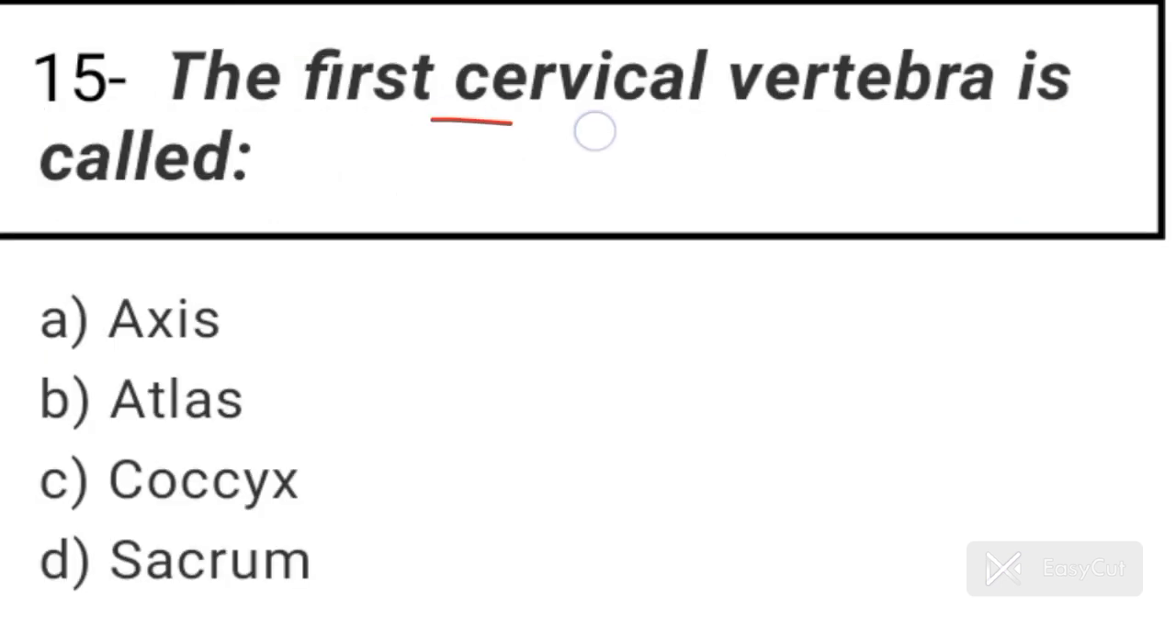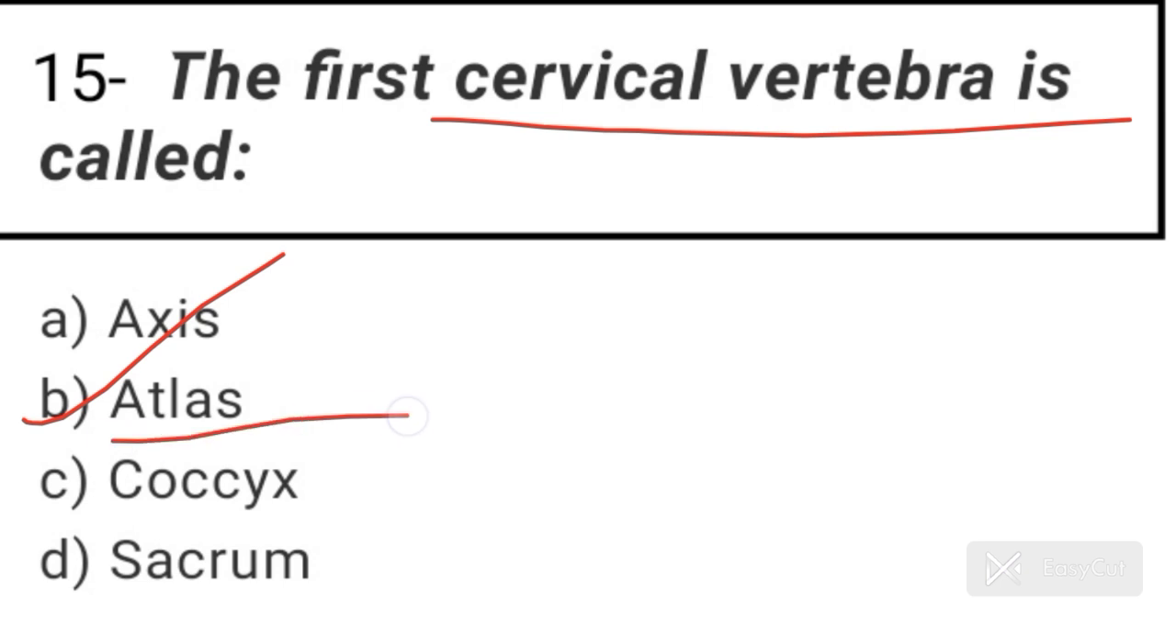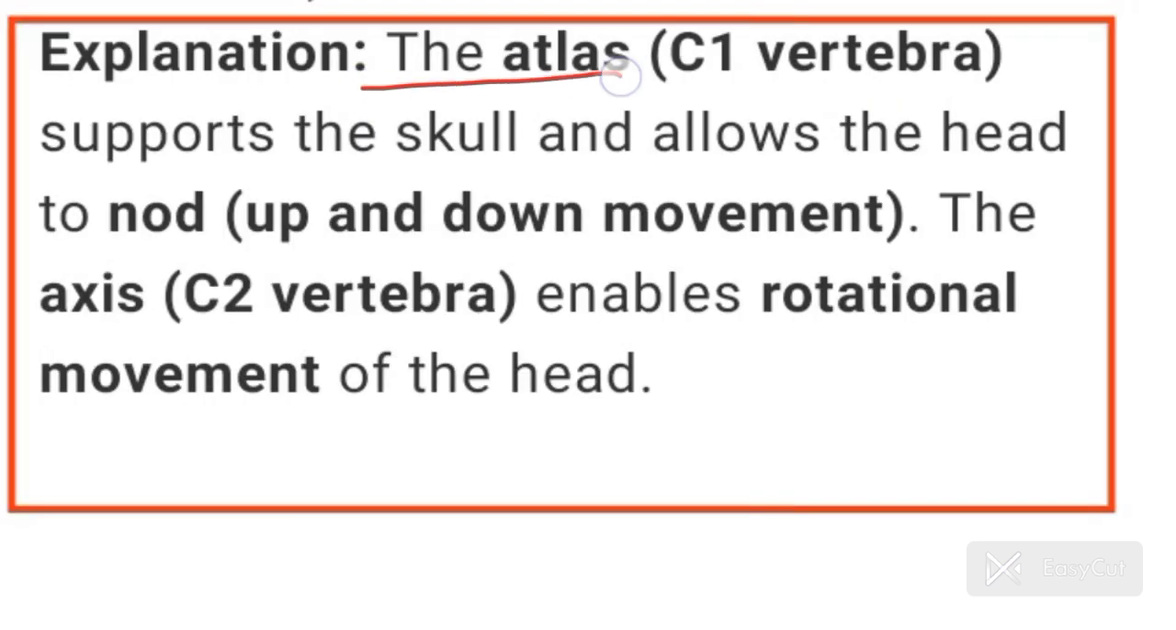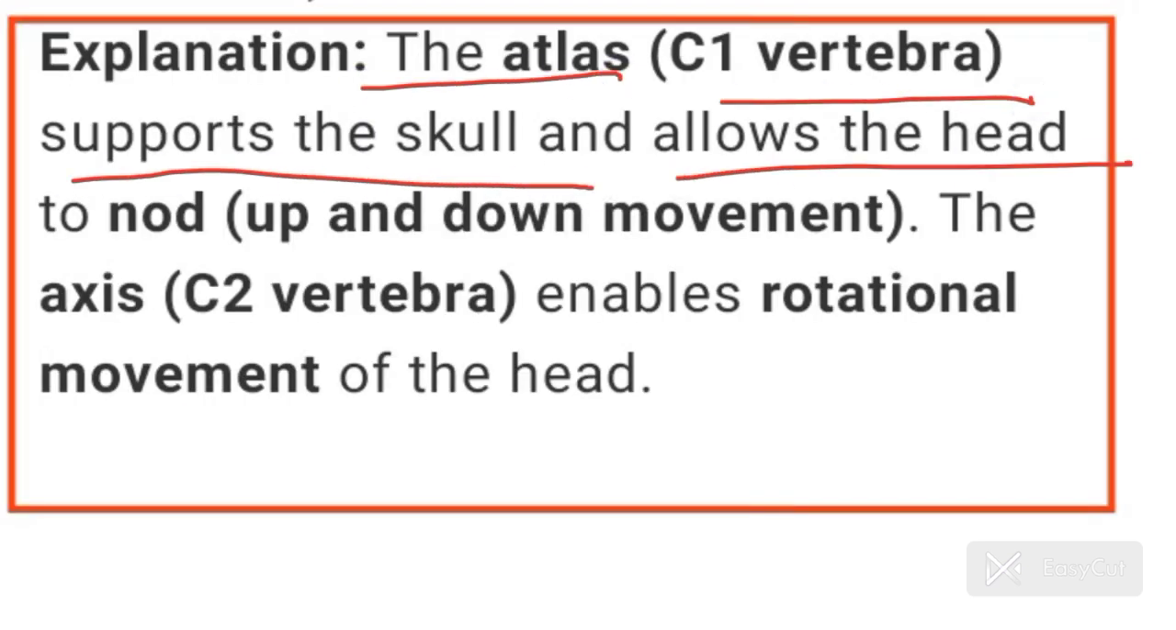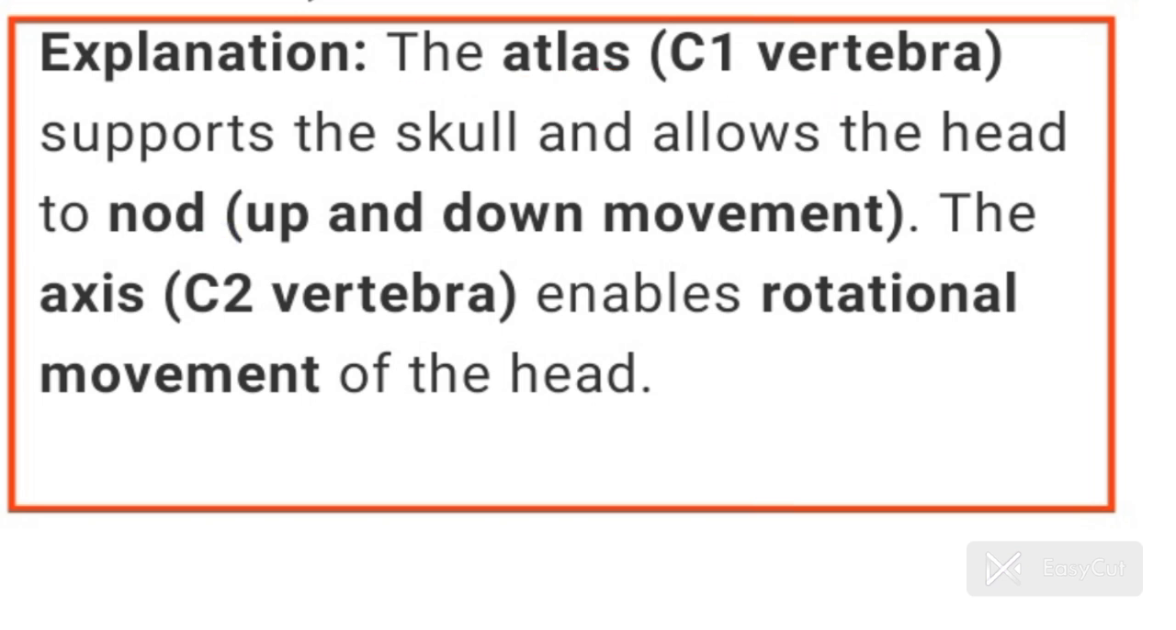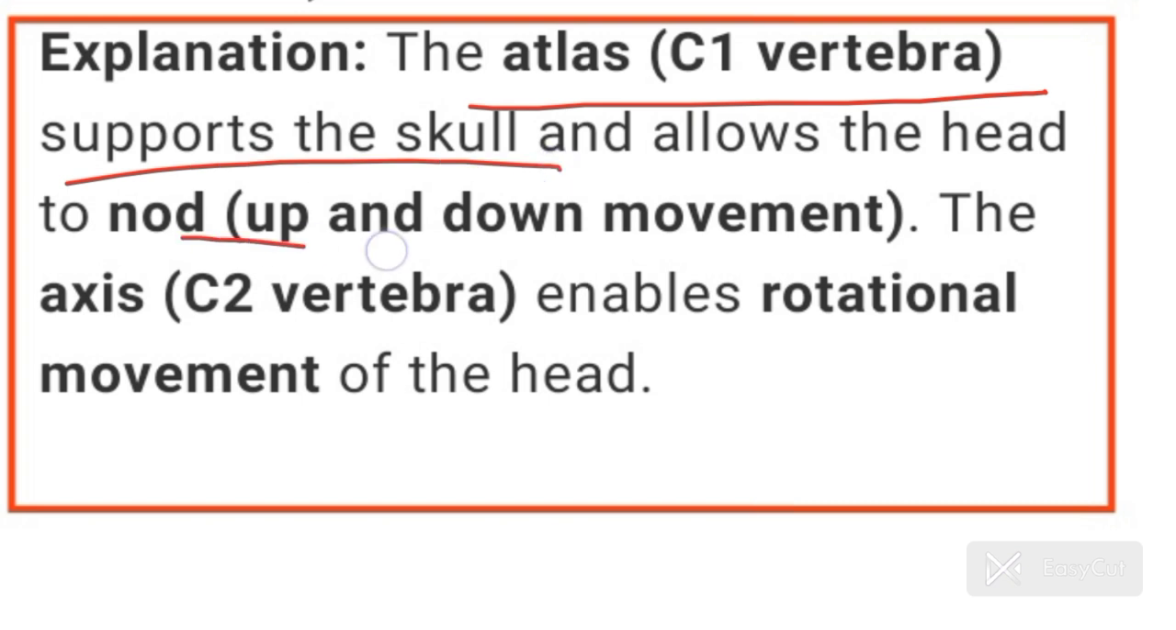Question number 15. The first cervical vertebra is called, option B is correct here, atlas is the first cervical vertebra and it articulates with the occipital condyle. The atlas C1 vertebra supports the skull and allows the head to nod. Nod means up and down movement. The axis, that is C2 vertebra, enables rotational movement of the head.